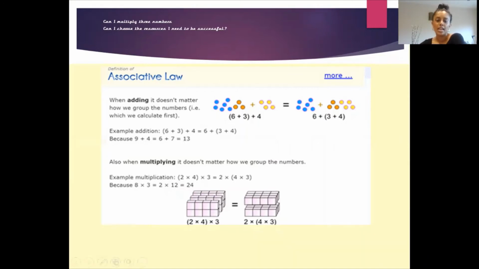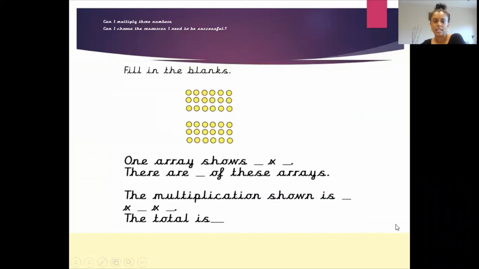For example, if we were timesing 2 times 4 times 3, it would be the same as doing 4 times 3 times 2. You would still end up with the same answer. If you did 2 times 4, which is 8, and you times 8 by 3, which is 24. It's also the same as if you did 4 times 3, which is 12, and then times 12 by 2, which is going to be 24 as well. So whichever order you multiply in, you will still get the same answer, given that you answer them correctly in the first step. So let's have a look at what we're going to be doing in today's lesson.